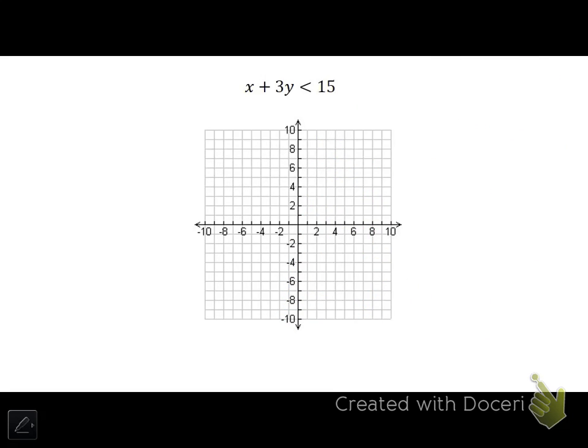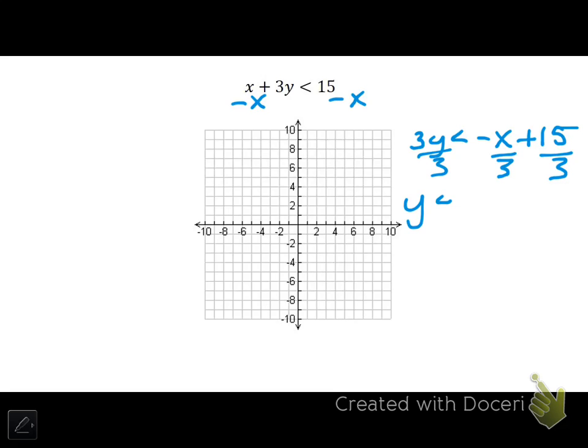Okay? Again, got to get y by itself. Let's subtract x over. So we're going to get 3y equals negative x plus 15. Got to divide everything by 3. Make sure you divide everything by 3. What you do to one side, you do to the whole other side. I don't flip my sign because I'm not dividing by a negative 3. 15 divided by 3 is 5, so I start at 5.